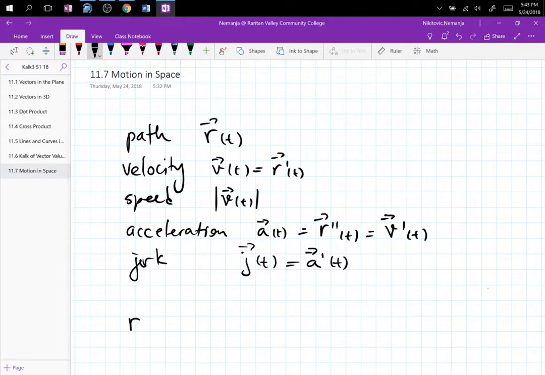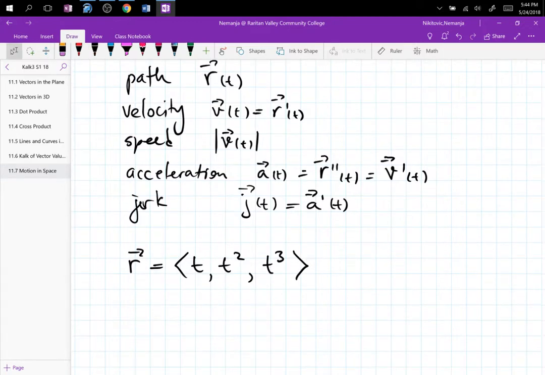So let's say that your r is given as t, t squared, and t cubed. So compute all of the concepts that we talked about. So you have velocity, you have the speed, and you also have the acceleration. You can calculate jerk also if you want to.